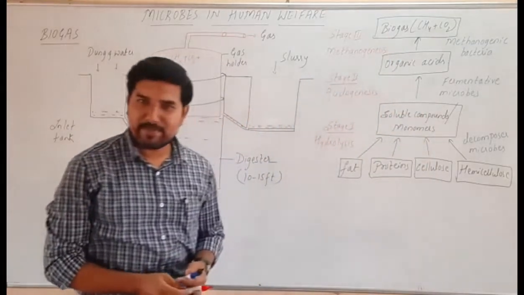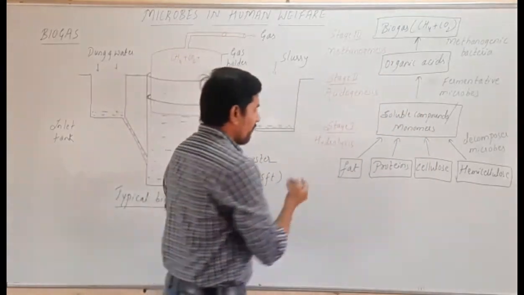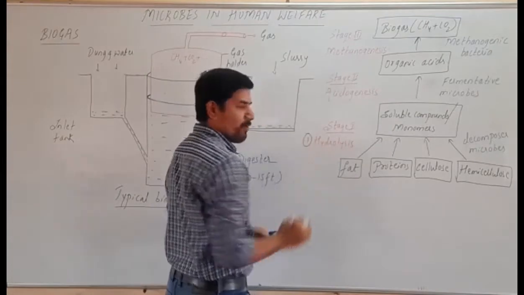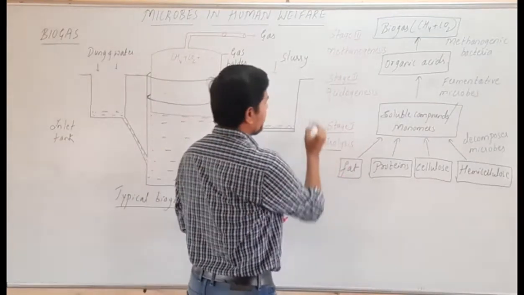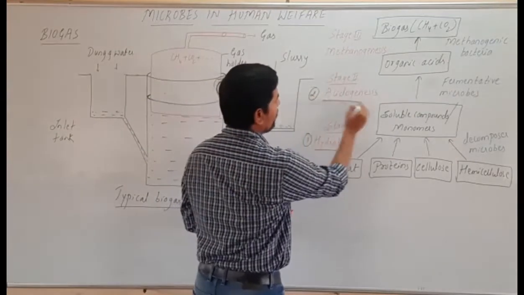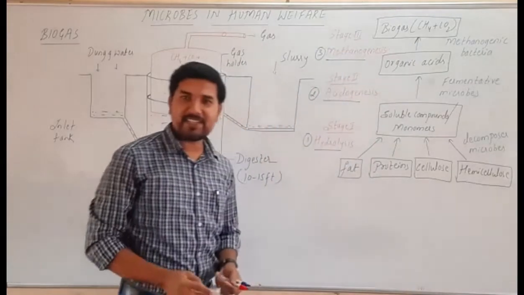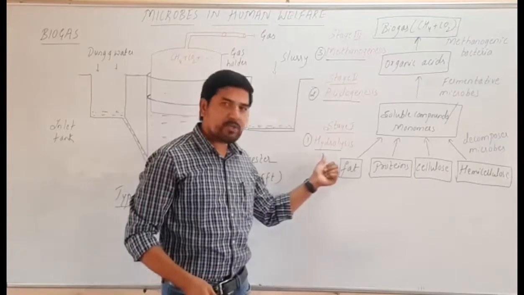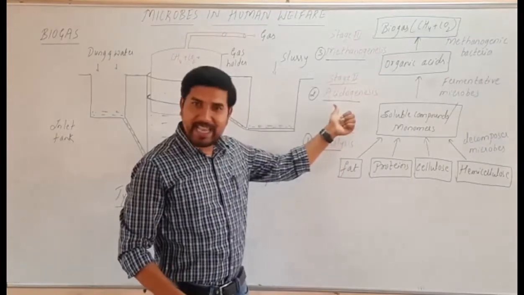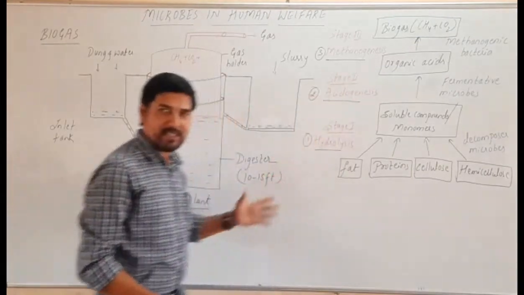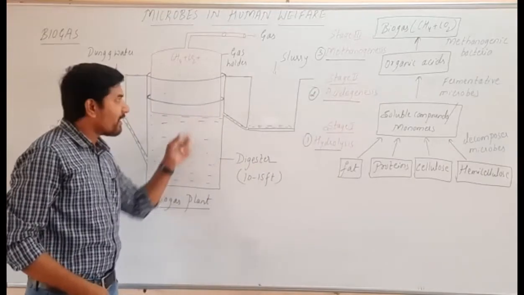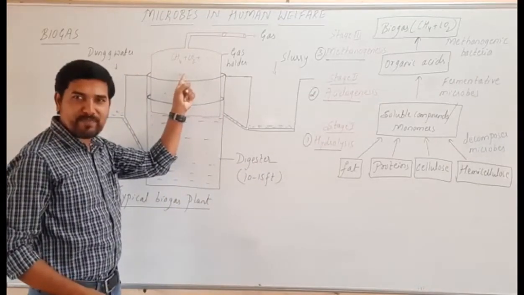Now look at the steps. The first step is said to be hydrolysis. The second step is said to be acidogenesis. The third step is said to be methanogenesis. By the process of hydrolysis, acidogenesis and methanogenesis, in the digester, methane gas is produced.